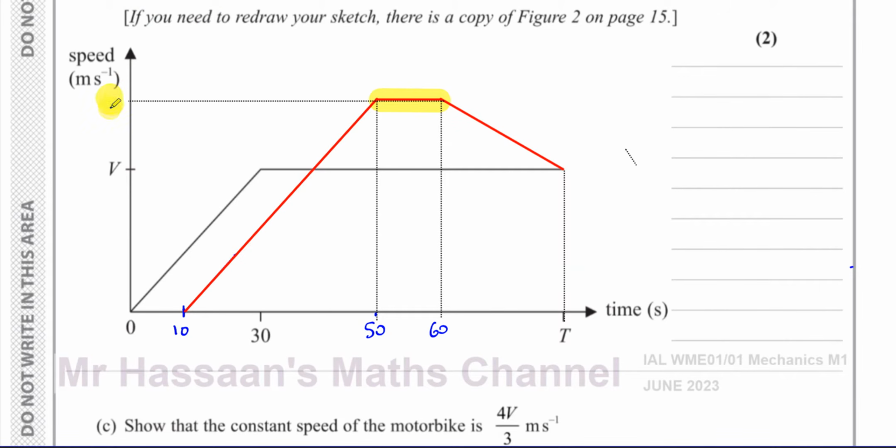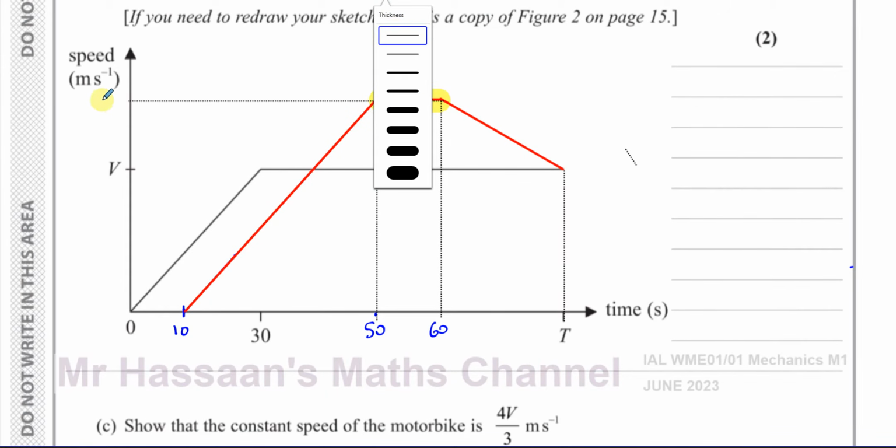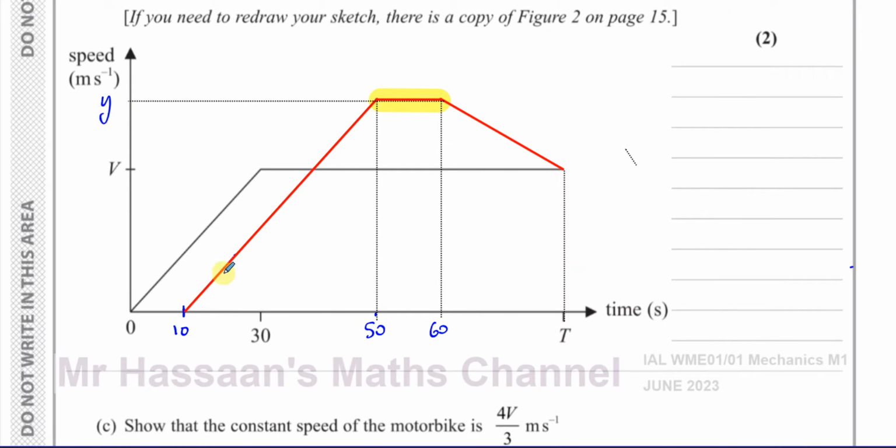Okay, we've got to find what the speed is here in terms of v, and show that it's basically 4v over 3. So we've got to show what this is. Let me call this point y, this distance y from there to there. So how am I going to find this?